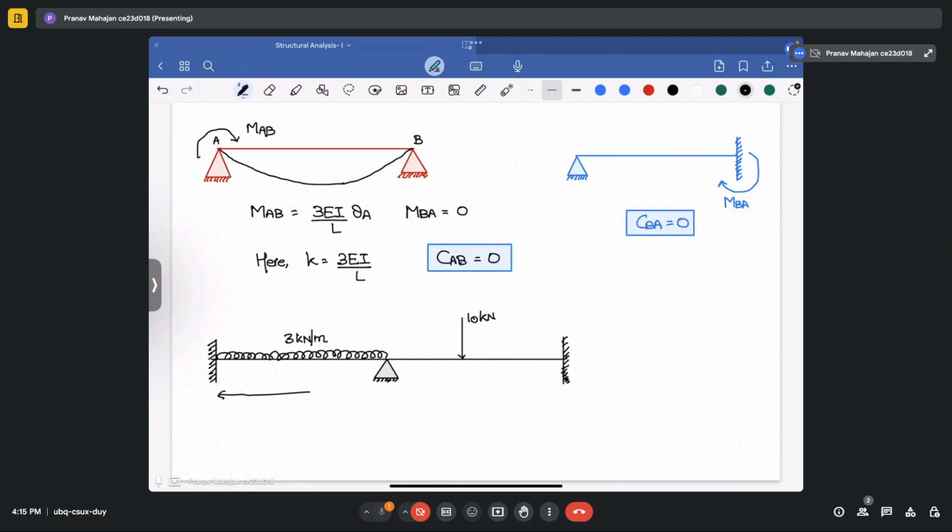So let's say this length is 5 meter, this length is 2 meter, and this length is 3 meter. Okay, so this is your continuous beam. So in this case, how will the deflection of the beam occur? So the beam will deflect like this.